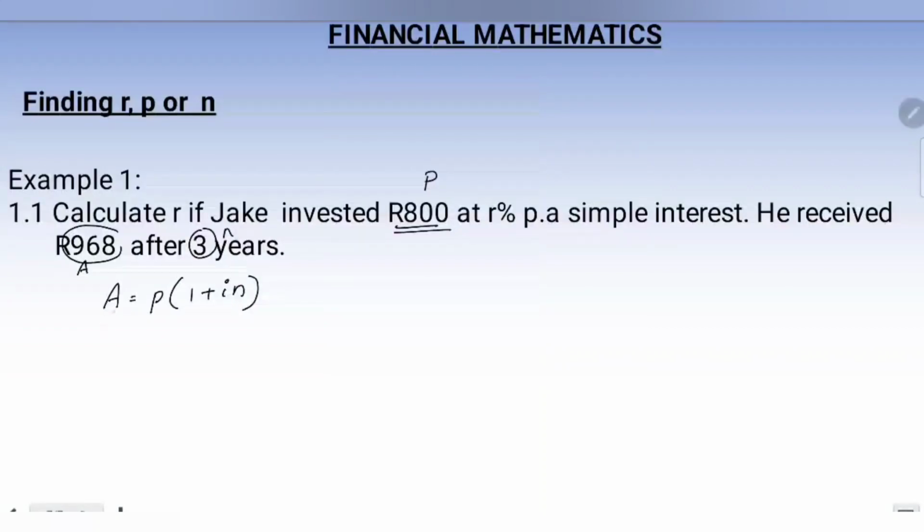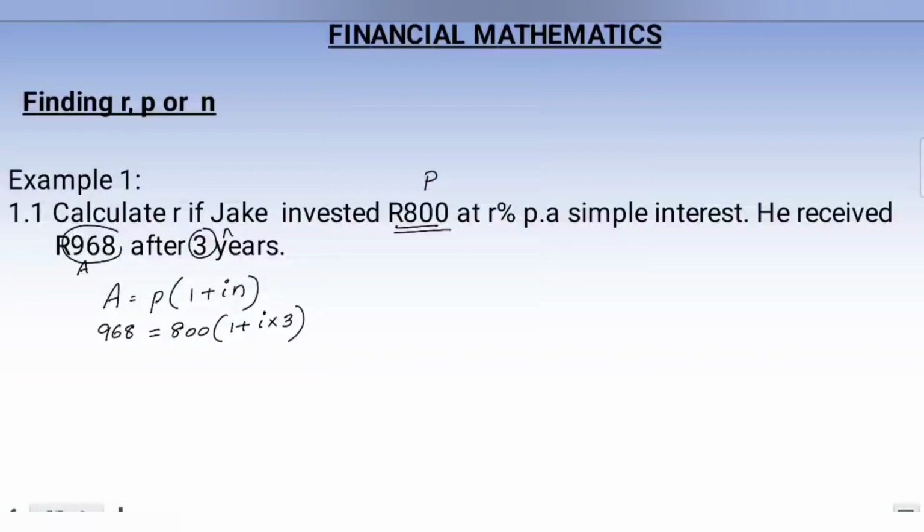In the place of A, the substitution you have to do correctly. That is very important. So in the place of A, you have to write 968 is equal to, in the place of P, you have to write 800, bracket 1 plus I, just leave it because we don't know at this stage what I is, then times N, we know that is 3. So we have to substitute. Now solve and find the value of R, that's it.